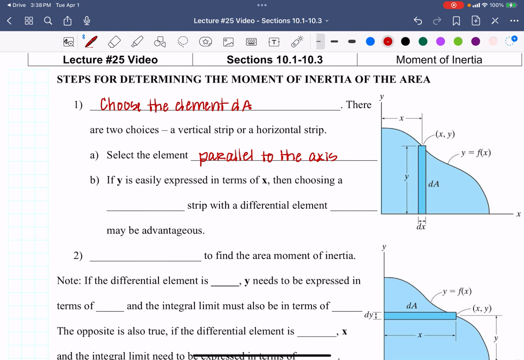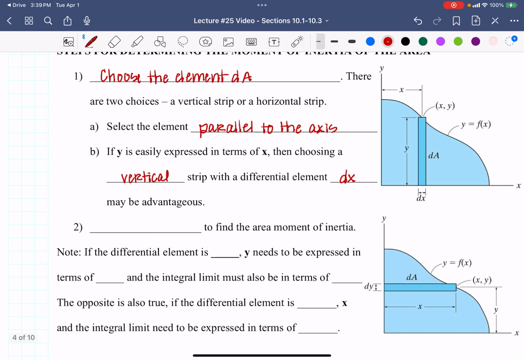And if y is easily expressed in terms of x, then choosing a vertical strip with a differential element dx may be advantageous. So it's easiest, if I am looking for I of y, I'm going to choose an element that is parallel to the axis, like you can just see to my right. Whereas below, it's parallel to the x-axis, so I would want to be using my I about the x.